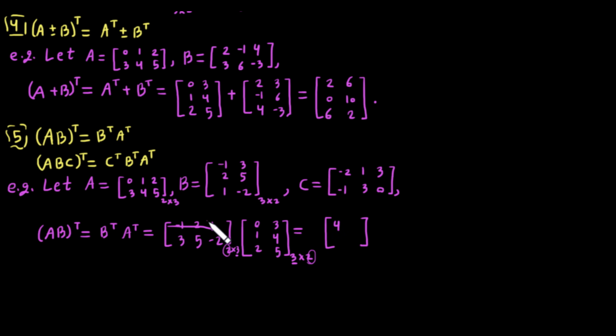The first row with the second column, I will get this element. So -1 multiplied by 3, which is -3, plus 2 multiplied by 4, which is 8, plus 1 multiplied by 5, which is 5. -3 plus 8 equals 5, plus 5 equals 10. So here I have to write 10.